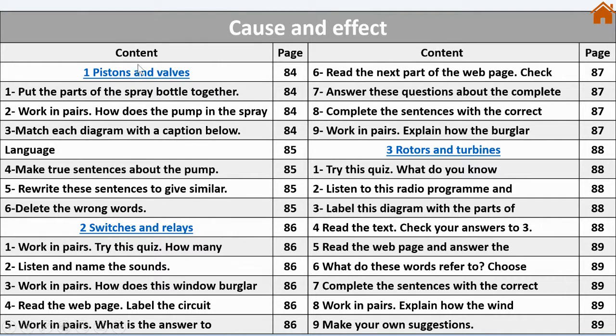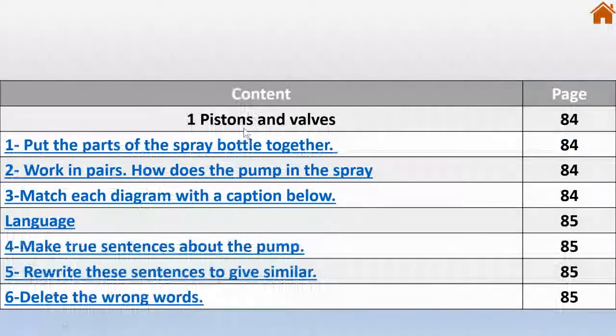Let's continue. Start first lesson. It will be about pistons and valves. This is page 84. Pistons, you can see them inside engines or some mechanical parts, that go up and down against a liquid to prevent it from spreading or to be released within a specific time.